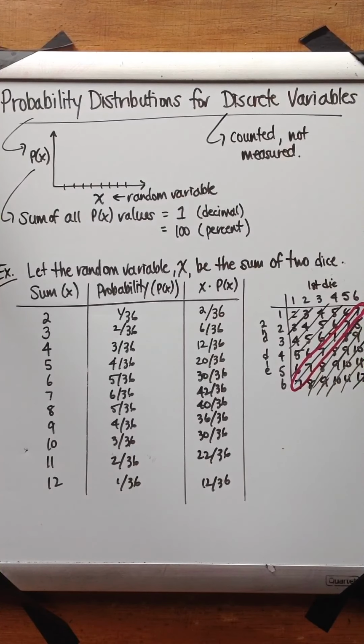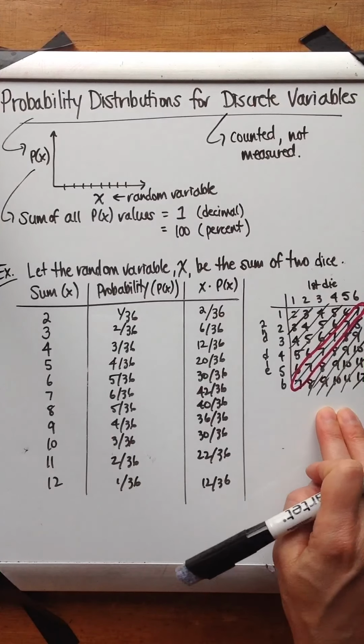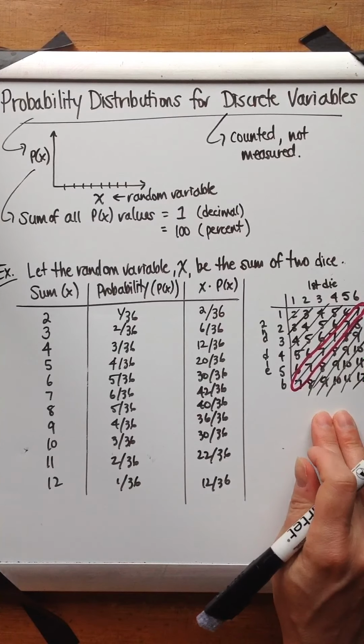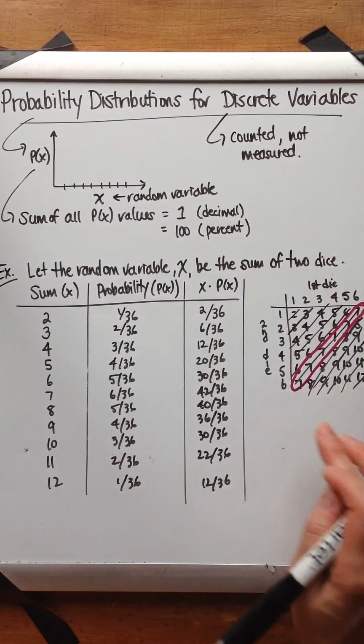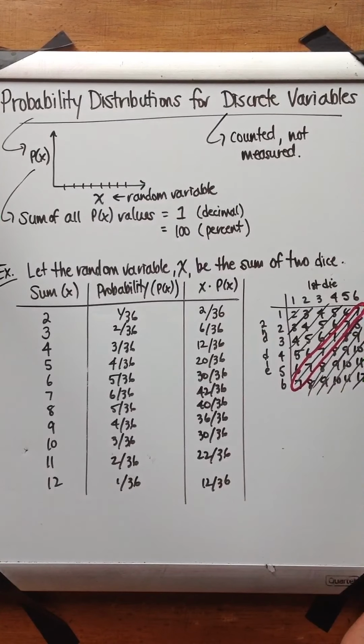You have a greater chance of getting a sum of 7 than you do any other sum. I want to introduce you here to something called the expected value. And the expected value is exactly that. It's if you were to do this experiment 100, 1,000, 10,000 times, what would you expect to see as the most common answer?